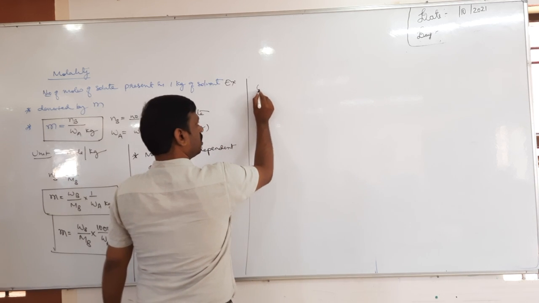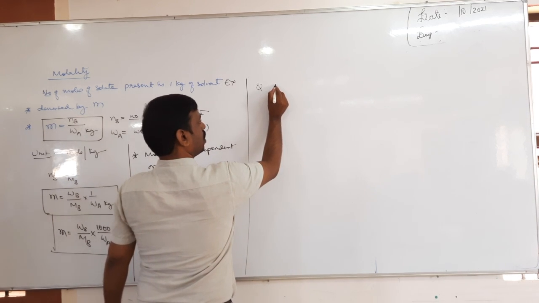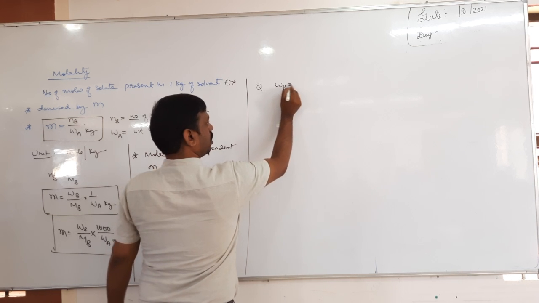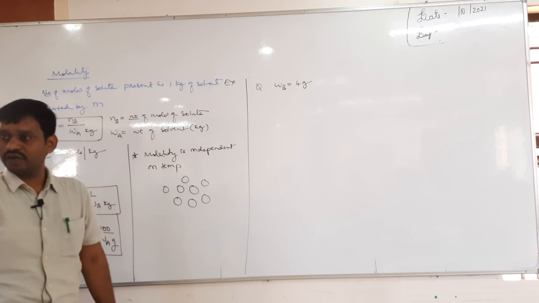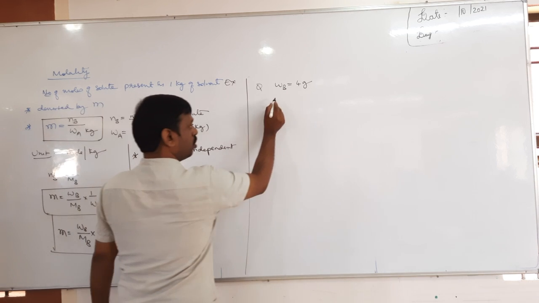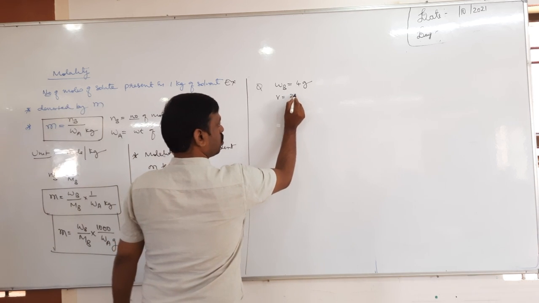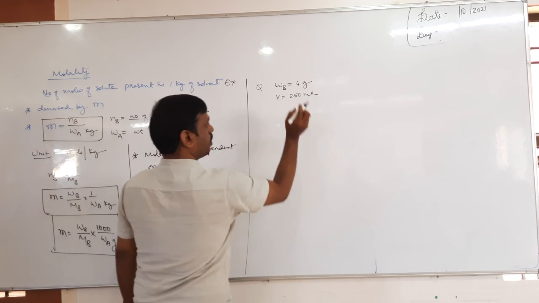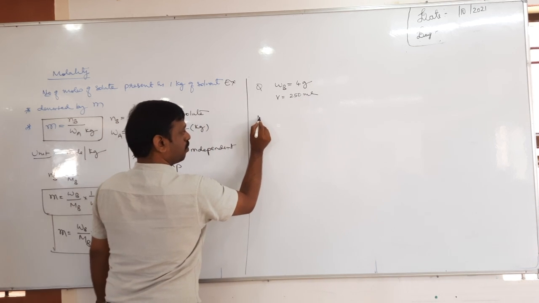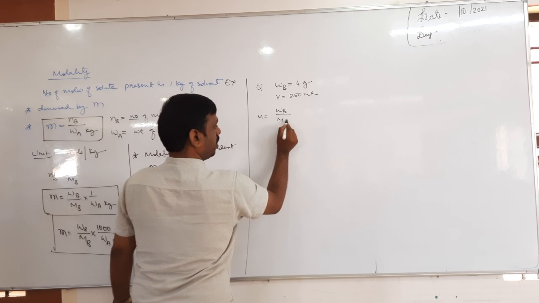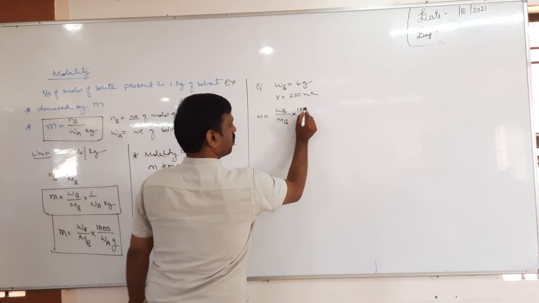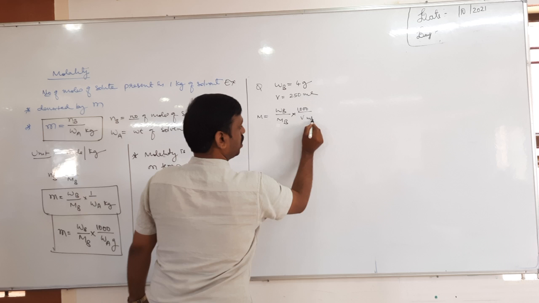So here it is given that WB equals 4 grams of sodium hydroxide. What is the volume of solution given? 250 ml. So what is the formula to calculate molarity? Weight by gram molecular weight into 1000 divided by V, where V should be in milliliters.